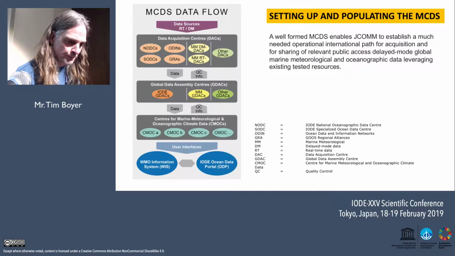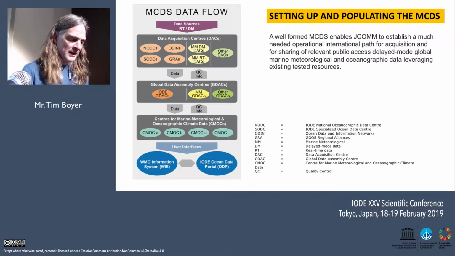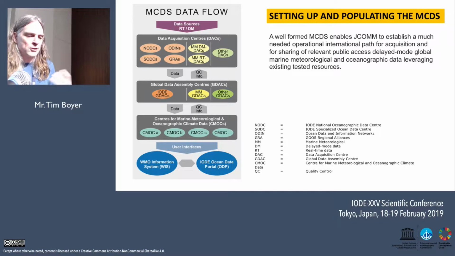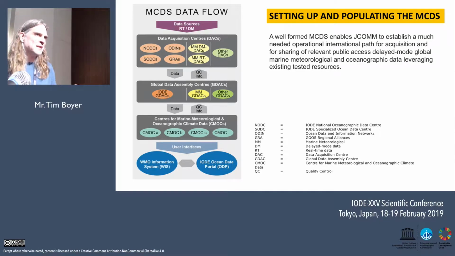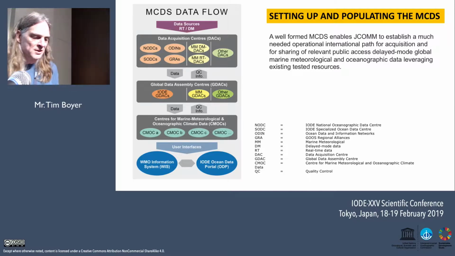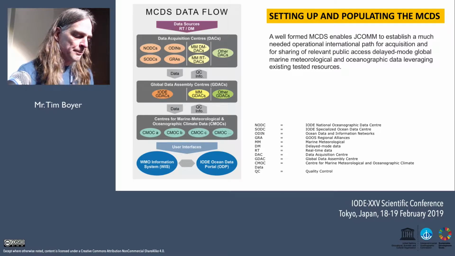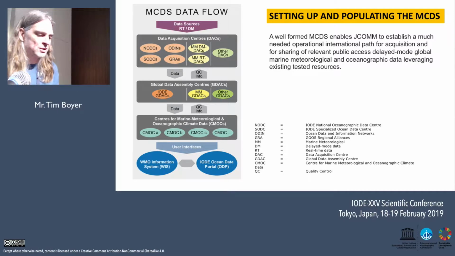So now turning to the delayed mode part, the marine climate data flow, the data system, and you saw this in Nadia's talk. This is how we set up and populate the marine climate data system. What is that data flow? It starts with data acquisition centers, those entities which first get the data from the measurement systems or from the primary investigators who take those measurements. And so you have marine meteorology, both delayed mode and real-time data assembly centers, data acquisition centers.